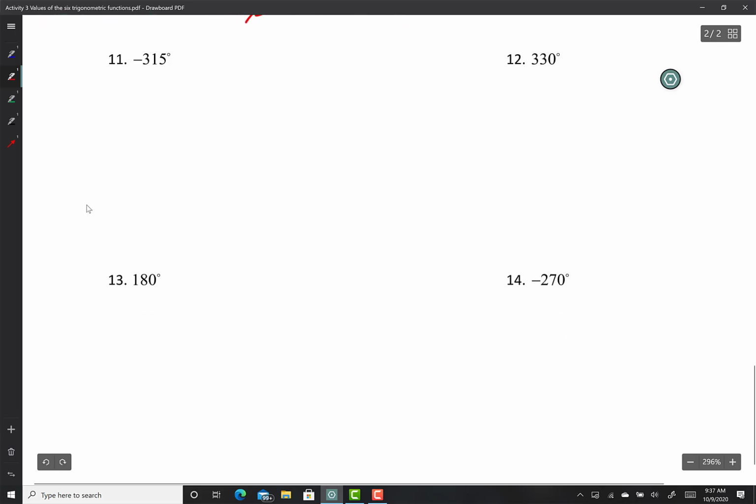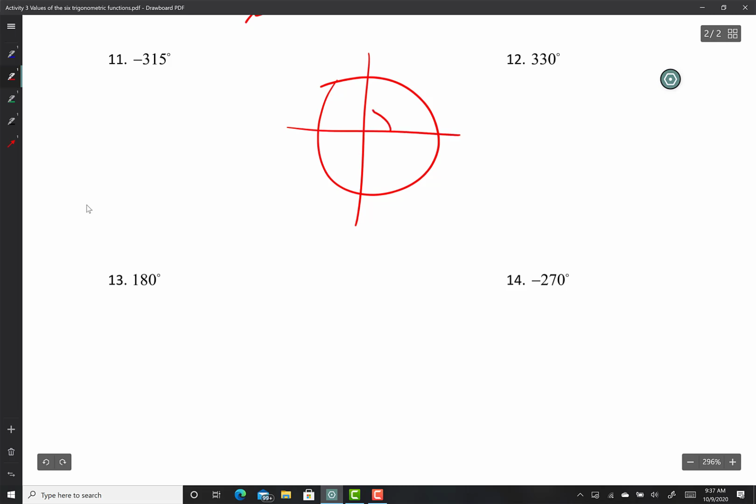So tan of negative 315. Well, let's see where 315 would have been at. 315 would have been right here in quadrant 4. And so that's if we would have gone counterclockwise. But it says negative, so we're going to rotate the same distance but clockwise. So that would be in quadrant 1 there. And that coordinate is square root of 2 over 2, square root of 2 over 2. So it's the same as 45 degrees.